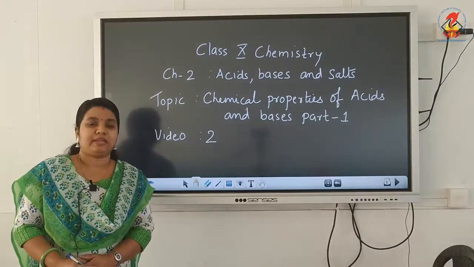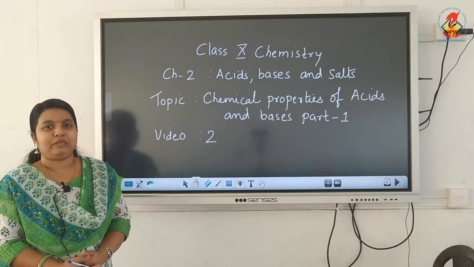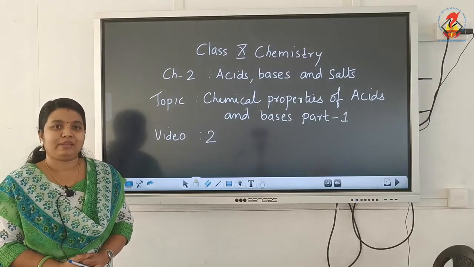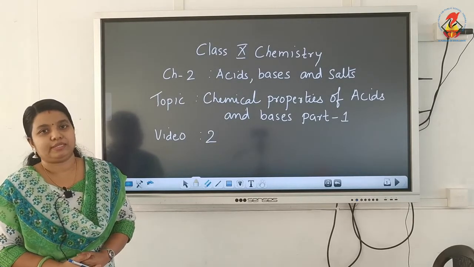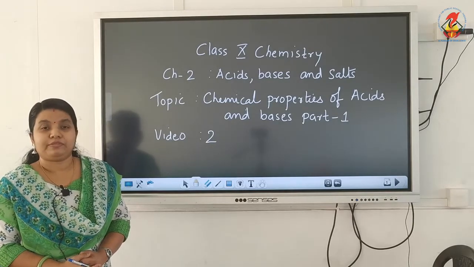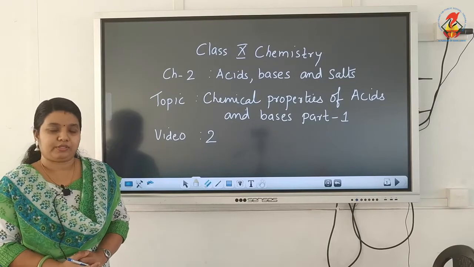In the last class we started this chapter and went through the introduction, that is the basic difference between acids and bases and how indicators are used to distinguish between acids and bases, and also we saw the different types of indicators which are used, like synthetic indicators and natural indicators.